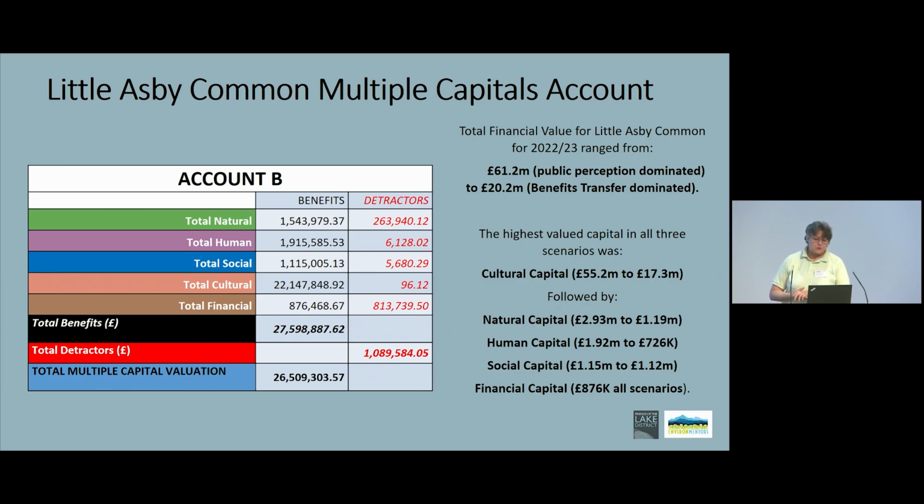So the total financial benefit for Little Asby Common for 2022-23, the range of figures that we had was from about 20 million to 61 million. And that for Friends of the Lake District was actually really useful. Not the figures themselves, but the relative importance of how their membership and the visitors and the local community were valuing the common itself and the different aspects of the common.